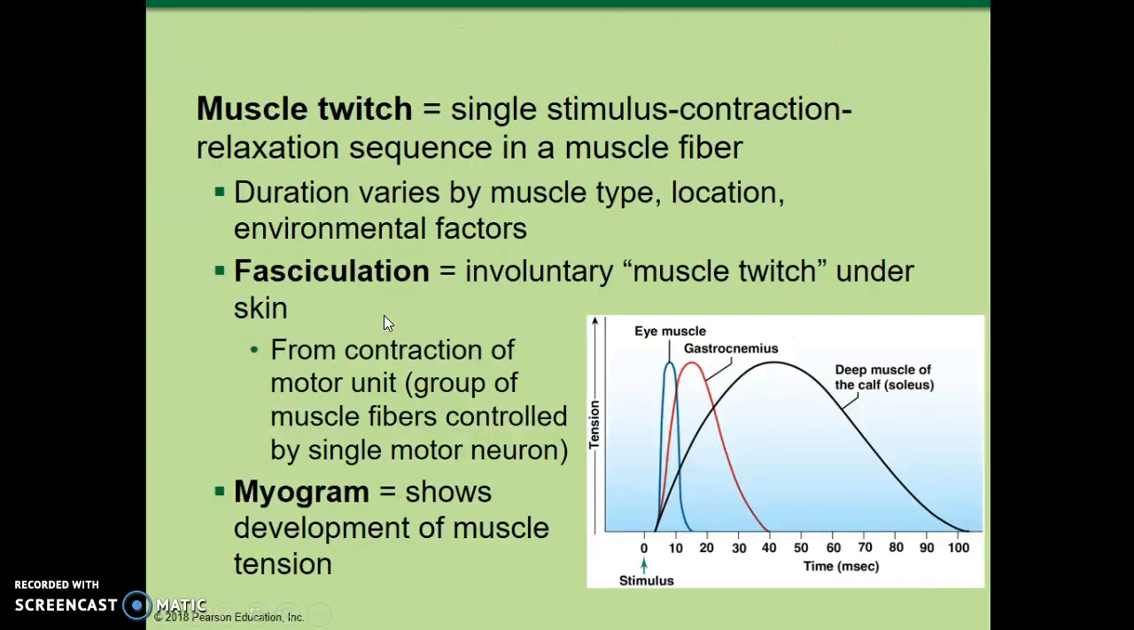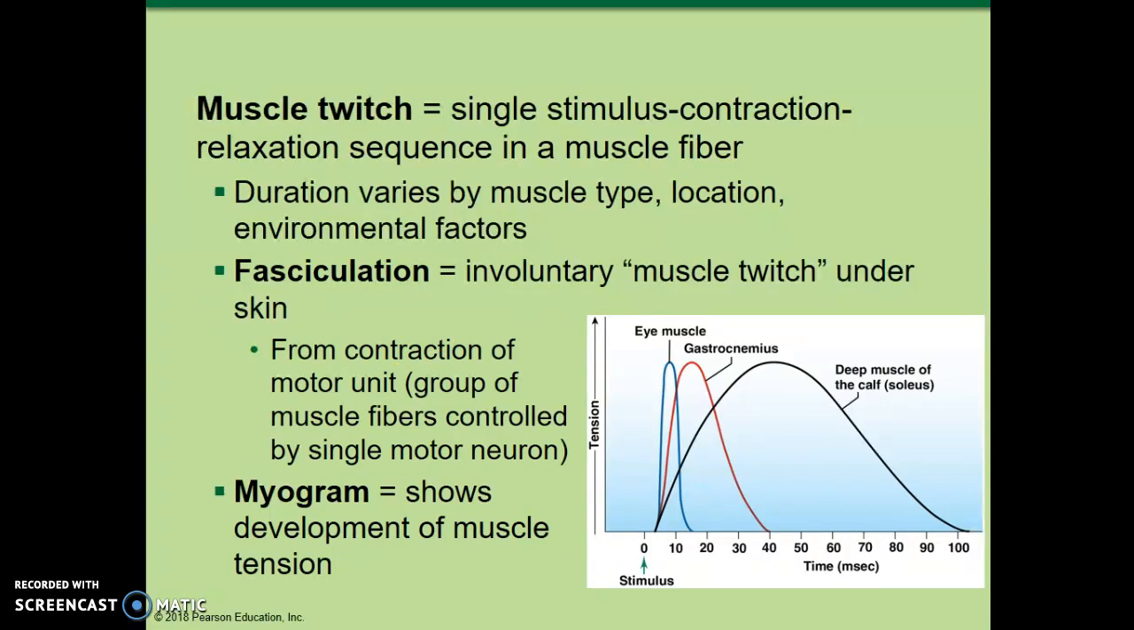A muscle twitch is just a single contraction-relaxation sequence in one muscle fiber. This is a twitch. Fasciculation is an involuntary muscle twitch under the skin. And this is from the contraction of a motor unit. A motor unit is a group of muscle fibers controlled by a single motor neuron.